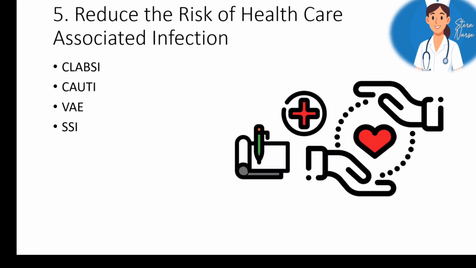Now we will move on to the fifth, that is reduce the risk of healthcare associated infection. In this, 4 bundles come: first is CLABSI, second CAUTI, third VAE, and fourth is your SSI. First is CLABSI, that is central line associated bloodstream infection. While administering any medication or a transfusion or taking out blood, the hub rub technique should always be used. After the hub rub technique, if the medication is administered, a normal saline flush of 10 ml should always be administered with the push and pause technique.